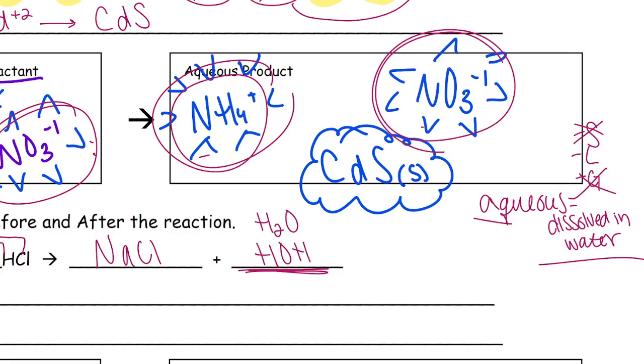So what state of matter would we call water? Is it aqueous or liquid? Liquid. Good. Okay, so it's not dissolved in water. It is water. So I'm going to call HOH or H2O my liquid.